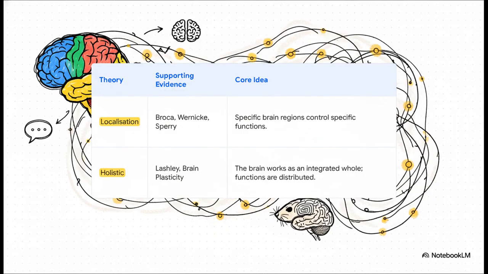This table is a fantastic revision tool for structuring your arguments. You've got the powerful case studies of Broca and Wernicke on one side, plus Sperry's controlled experiments, all pointing towards strict localization. But on the other side, you've got strong counter-evidence from animal studies like Lashley's and also the modern concept of brain plasticity. You know, the brain's incredible ability to reorganize itself after damage, which gives a lot of support to a more holistic, flexible view.